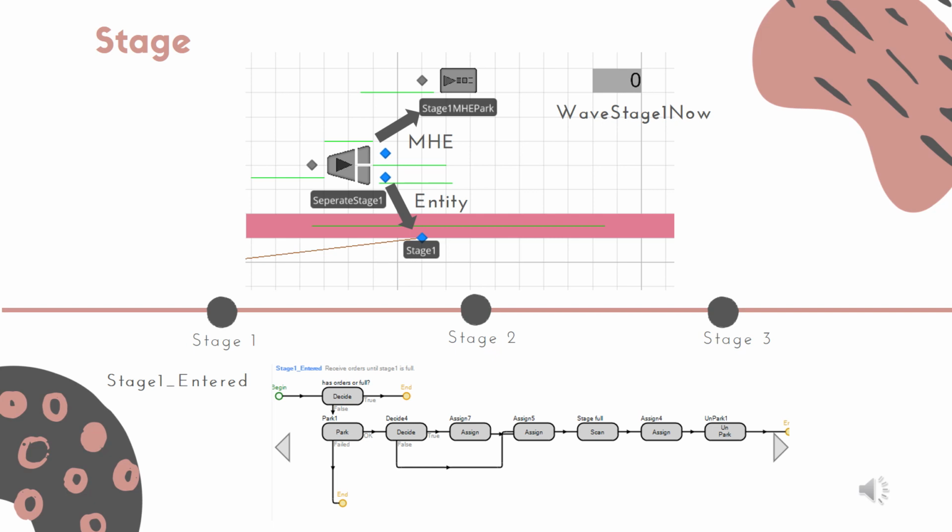Process state 1 enter is a process to receive orders until the state is full. If state 1 is not full, the number of entities in state 1 will increase by the order quantity and wait until the state is full. Then we will start the induction.